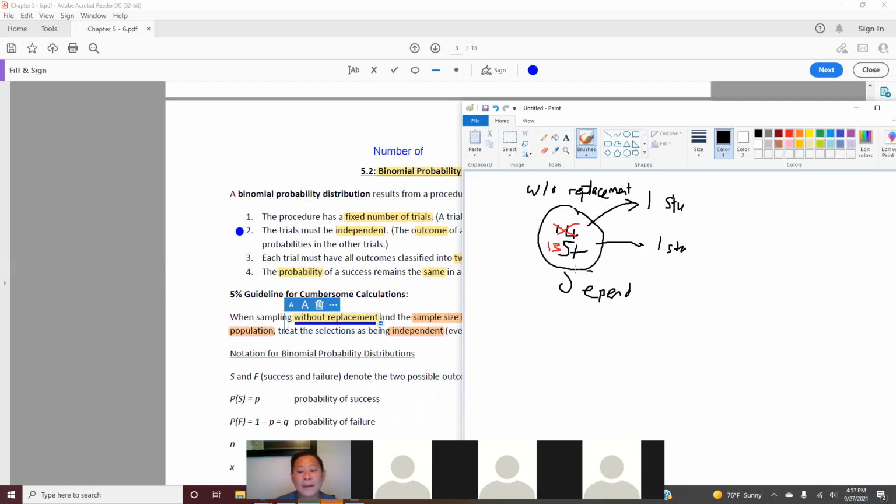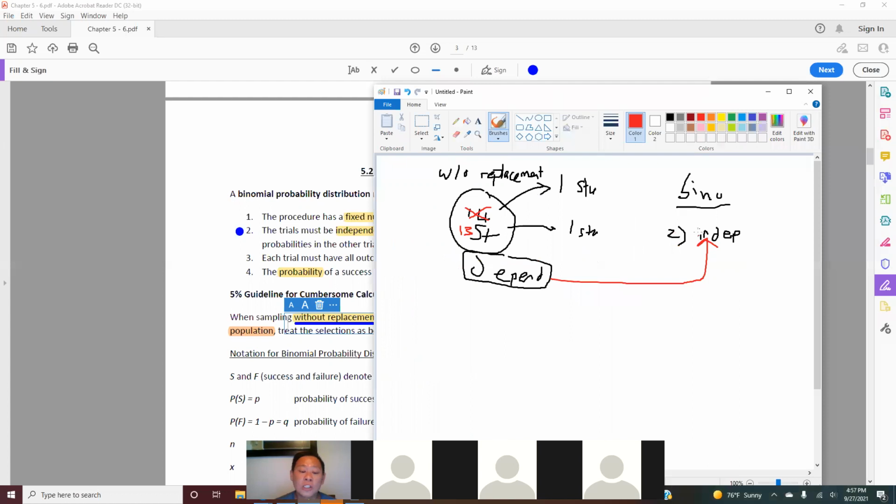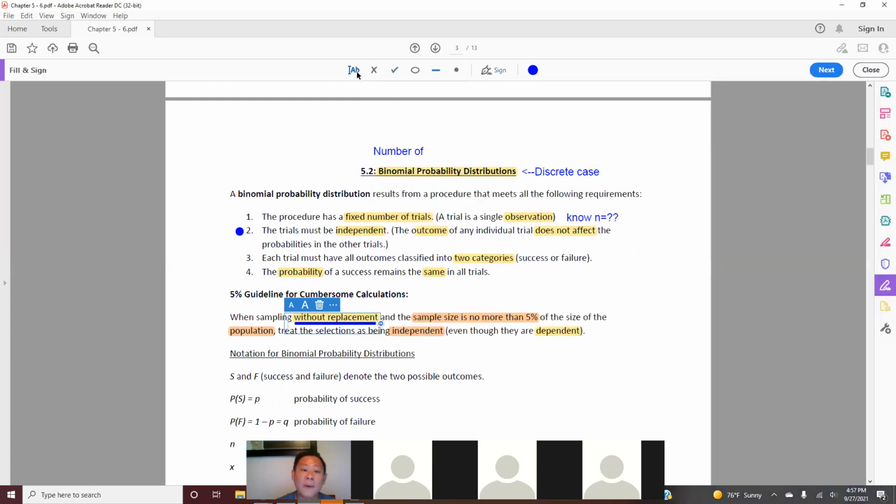So this is a dependent case, but as you know, in order for us to have a binomial, the second requirement for binomial says it has to be independent. So sometimes when we pick people without replacement, it is a dependent case. We can treat this as an independent case as long as your sample size, the one highlighted in purple or orange, is no more than 5% of the population. In other words, I'll put it down in formula way: n over capital N is less than or equal to 0.05.